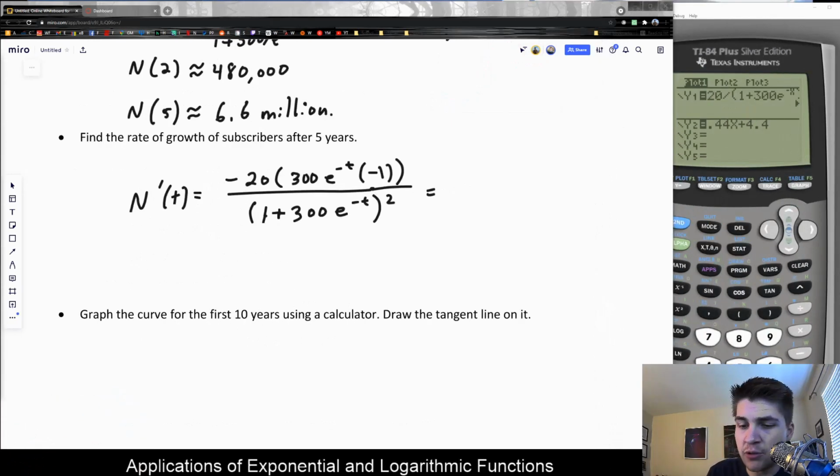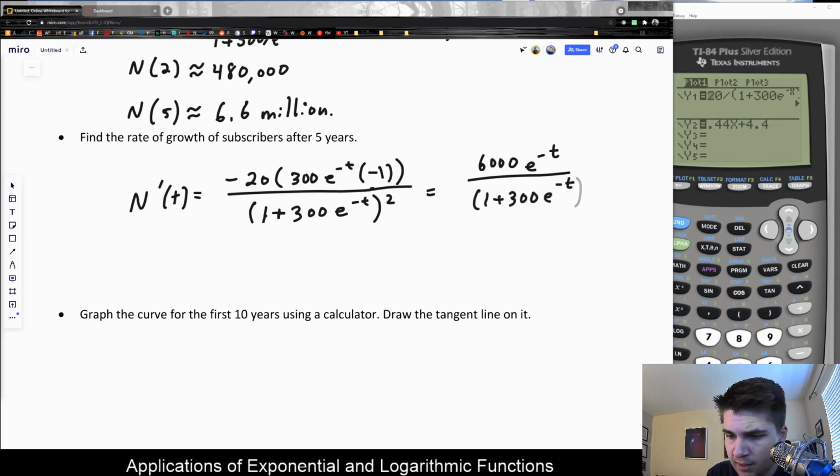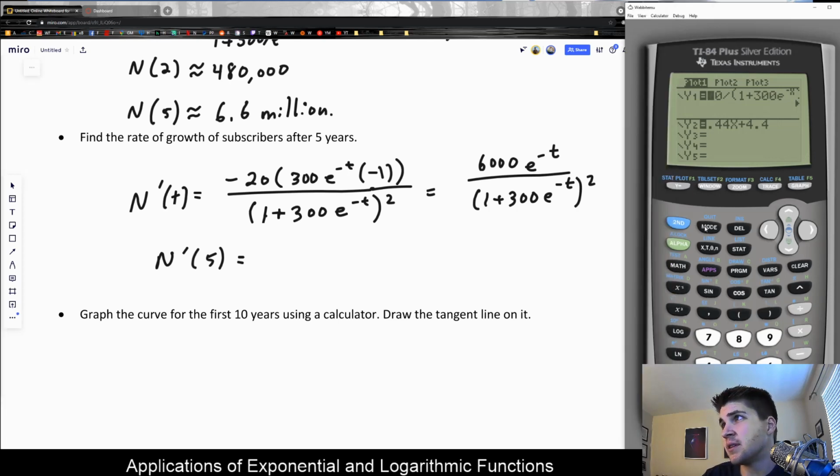That would leave me with, and that will be equal to 6,000, because negative times negative equals positive. 20 times 300 is 6,000. e to the negative t divided by 1 plus 300 e to the negative t quantity squared. And if we wanted to know how rapidly our graph is changing after 5 years, we could plug in N prime, plug 5 into N prime.